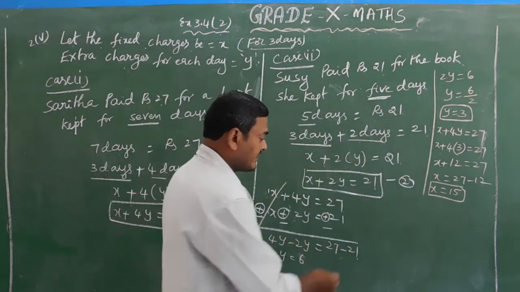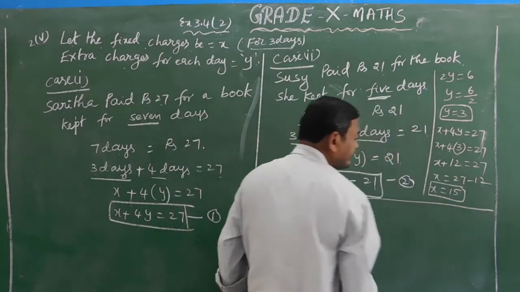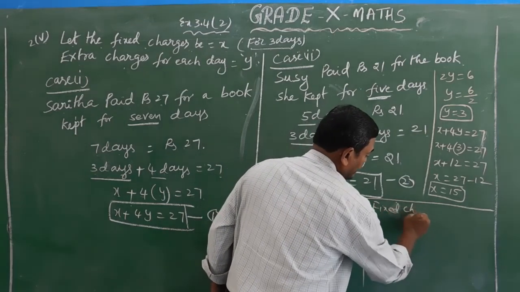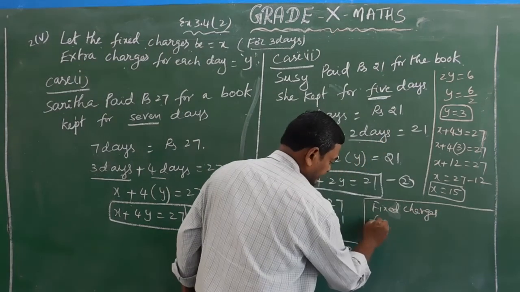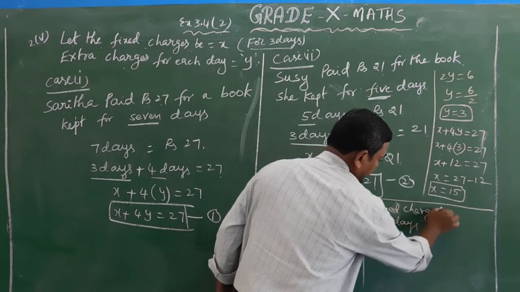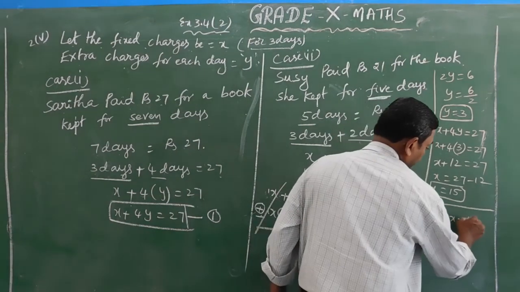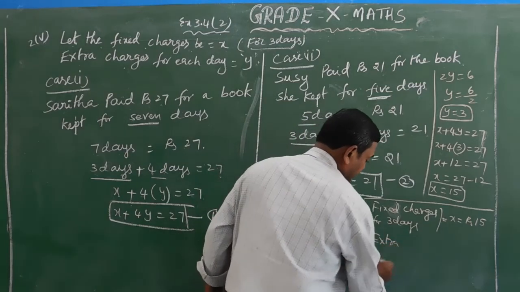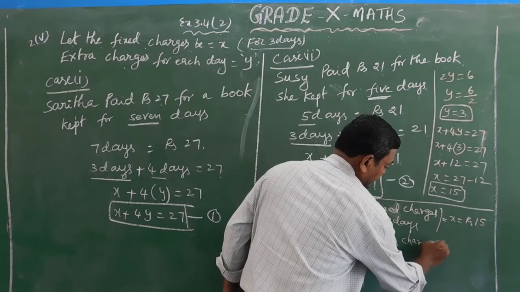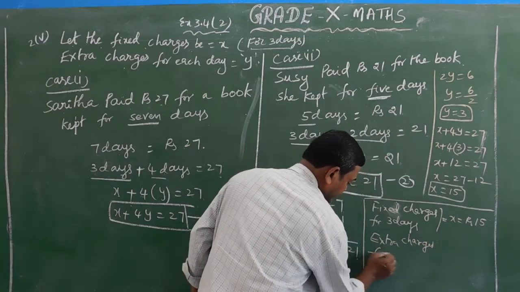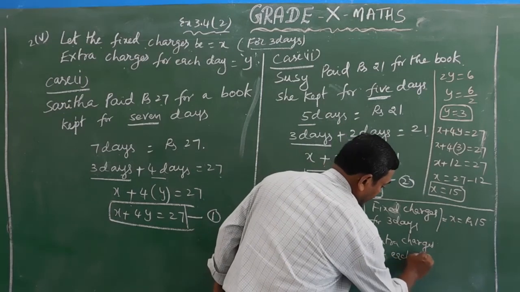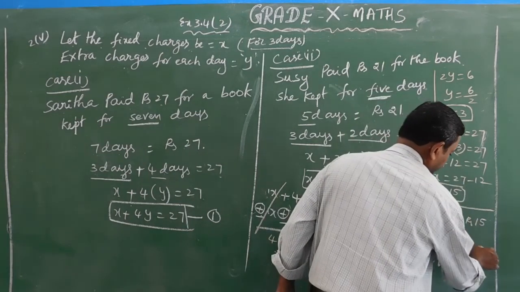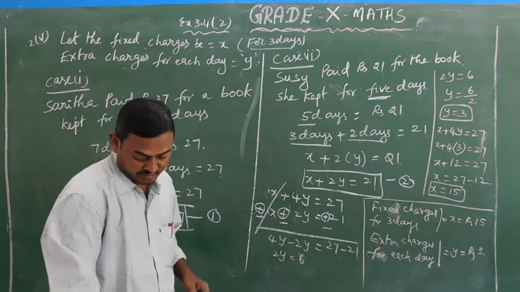Fixed charges and extra for each day. So fixed charges for 3 days equal x equals rupees 15, and extra charges for each day, y equals rupees 3. So extra charge is rupees 3.